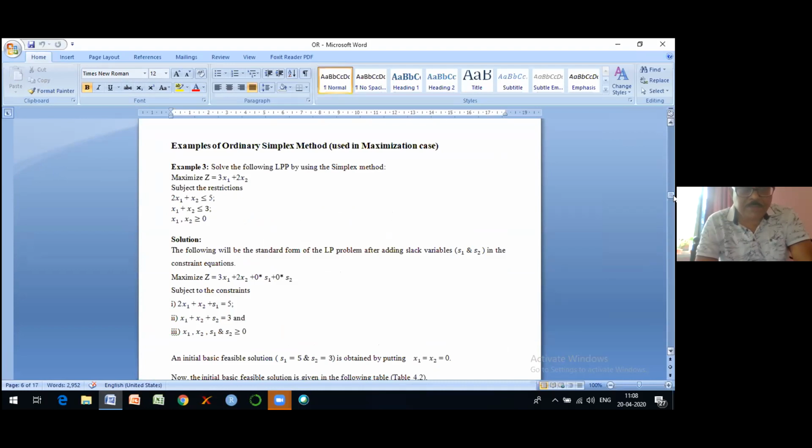So we know that in any linear programming problem, the nature of the problem may be maximization, or the nature of the problem may be minimization. So here the problem is a maximization problem. Therefore, I am taking the example of maximization problem.